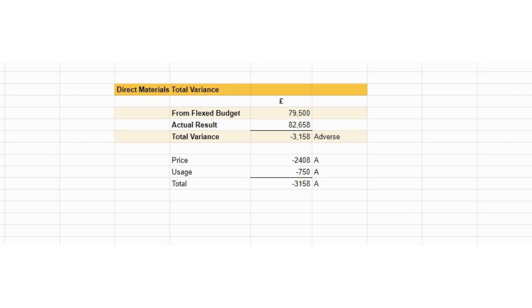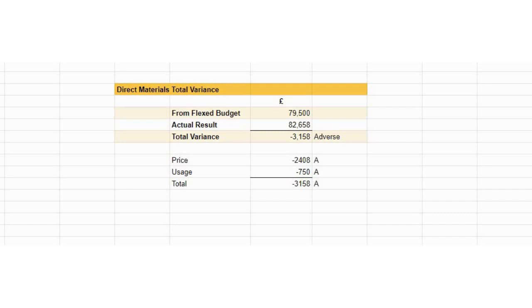And we can check our analysis totals by checking against the total variance. Here we put the price variance, which was 2,408 adverse, and we put the usage variance, which was 750 adverse, and we add them together and the total is 3,158 adverse, which balances with the total variance there. And so before we move on, we're going to transfer these variances over to the operating statement.